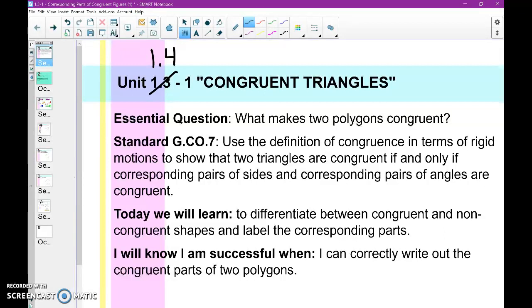So remember, congruent means equal or exactly the same. In order to match the parts of the different figures, they have to be basically copies of one another. Otherwise, we don't have equal parts to correspond with. So we're going to talk today about what makes something congruent, first of all. How do I know if it's actually congruent or not? And how to tell which pieces of the shape match with which other pieces.